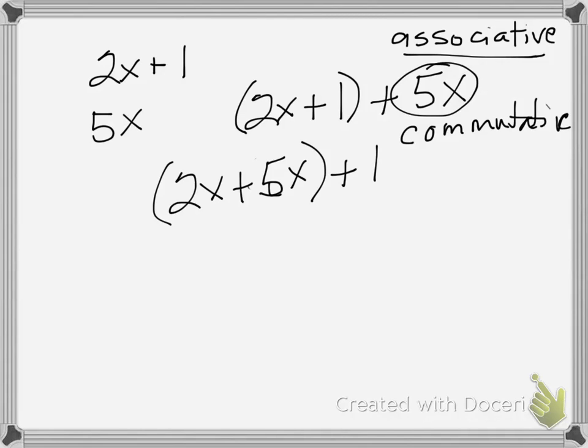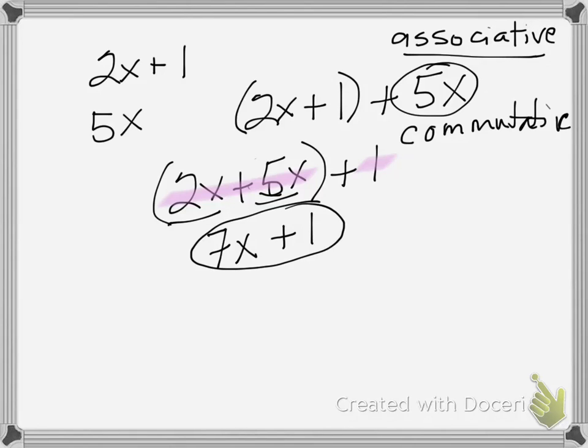Because now what we've done is we've combined, in a sense, well, we haven't combined them yet, but we've put these like terms right next to each other and kept this single number over here by itself, okay? So if we do combine like terms right now, we have 2x's and we have 5x's. Together that's going to give us 7x's plus 1, okay? So we have now created an equivalent expression right here.